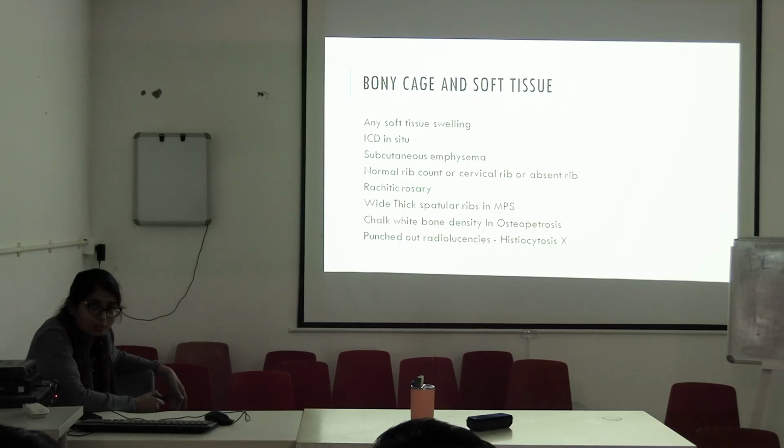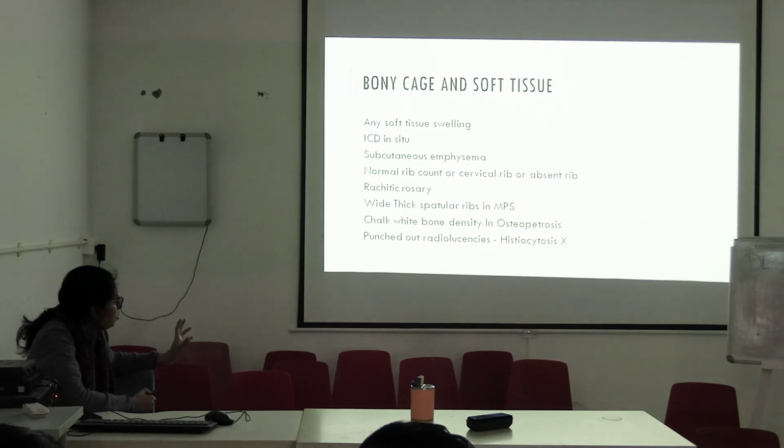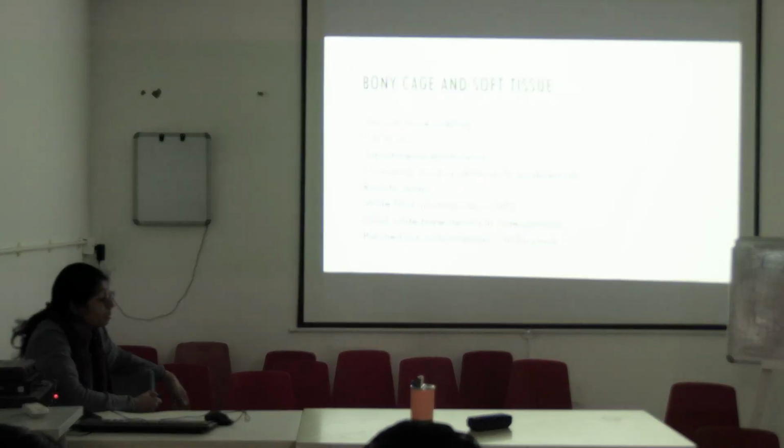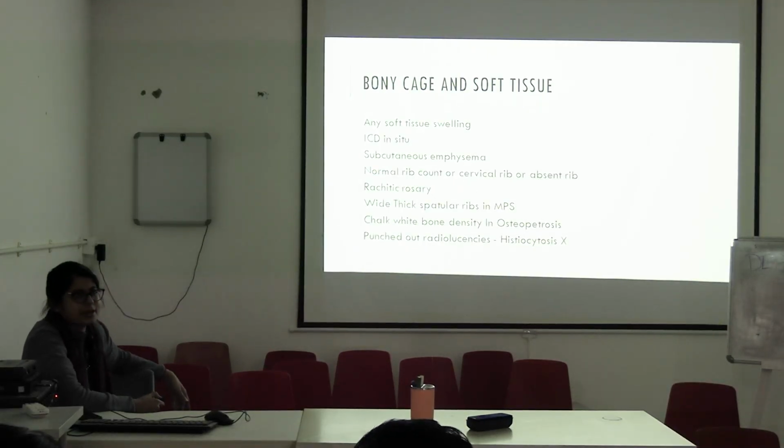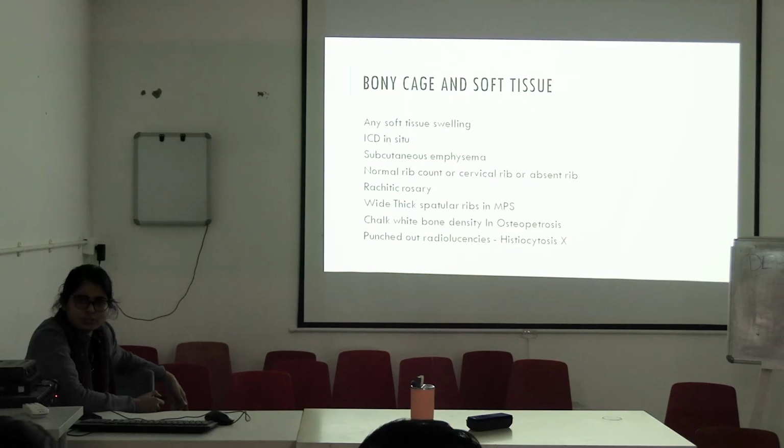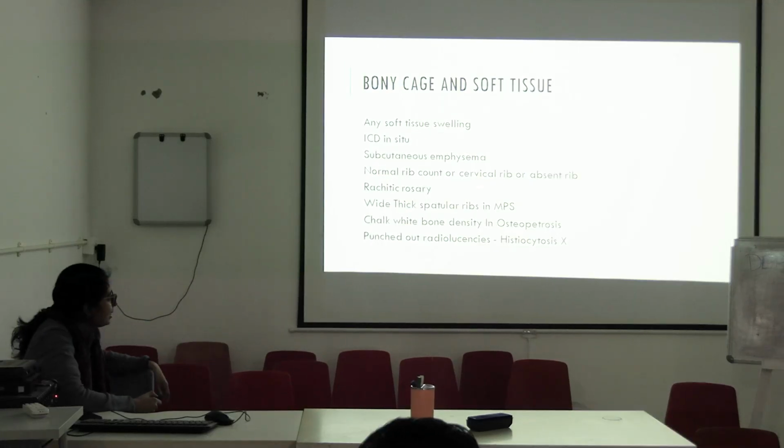Subcutaneous emphysema কি? Collection of air in the subcutaneous tissue. কখন হতে পারে? ট্রমা, চেস্ট ড্রেন দেওয়ার সময় একটু হাওয়া ঢুকে গেল চামড়ার তলায়, বা এটা ট্রমা হলেও হতে পারে, ঠিক আছে? নিউমোথোরাক্সে হতে পারে। তারপরে you will have to look at the counts of the ribs, whether the normal rib count or there is cervical rib or absent rib. cervical rib কি ছিল মনে আছে? অ্যানাটমি তো পড়েছো? হ্যাঁ, যদি একটা এক্সট্রা রিব ওখানে থাকে, ঠিক আছে?